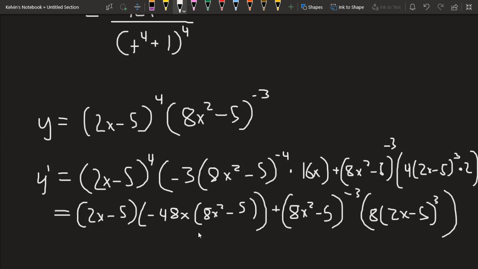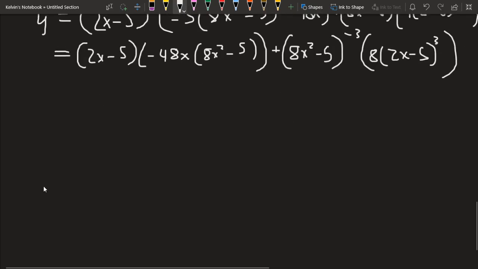And then we could simplify a bit more if we really wanted to, but on the AP test, they don't require you to simplify, and simplifying is honestly just more time for error. So in this case, we won't simplify because they won't require it on the AP test.